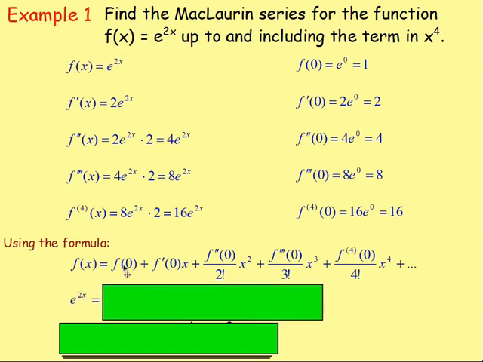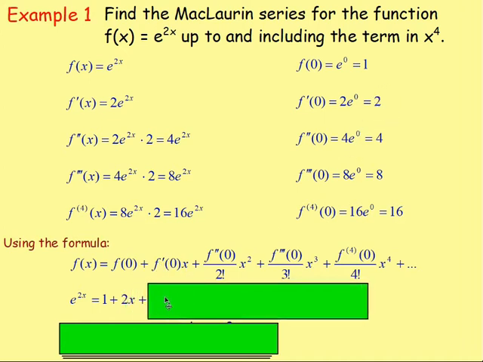That is going to be f of 0. Well, f of 0 is 1, so it's going to be 1 plus f dash 0 is 2, so it's going to be 2 times x. Plus f double dash 0, which is 4, so that's going to be 4 over 2 factorial. 2 factorial is just 2 times 1, which is 2. So it's going to be 4 over 2 multiplied by x squared.